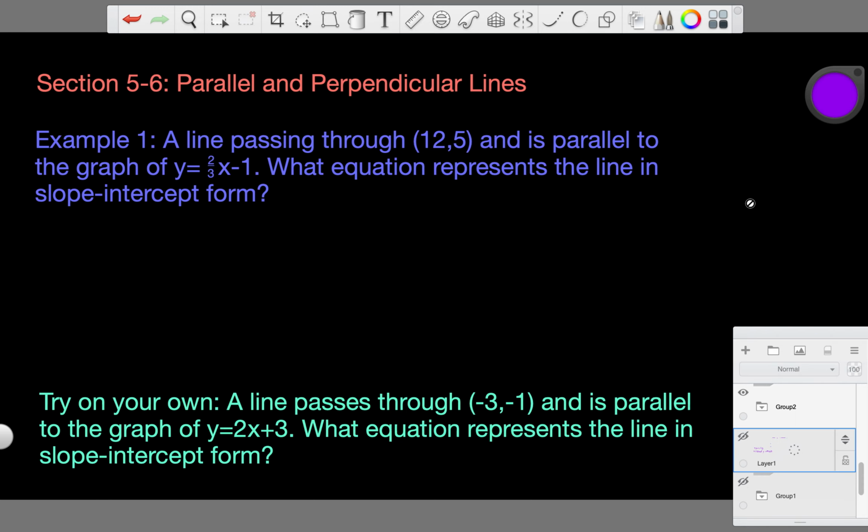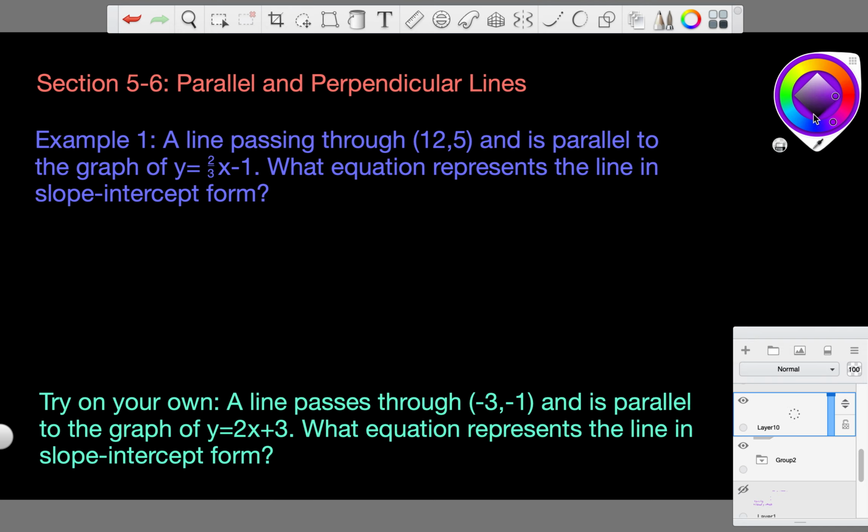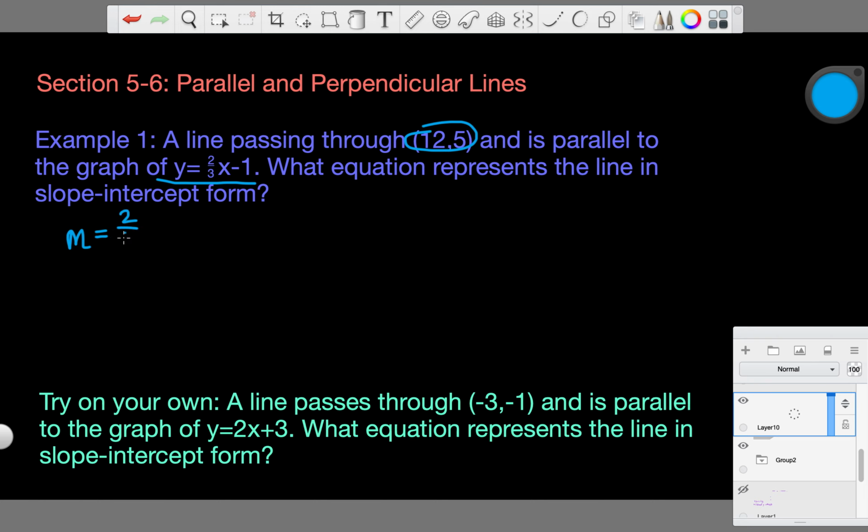So the first problem that we're going to do together says a line passes through the point (12, 5) and is parallel to the graph of y equals 2/3 x minus 1. What equation represents the line in slope-intercept form? So it told us that our line is parallel to this line right here, and it goes through this point (12, 5). First, let's look at the line that our new line is parallel to. We know that parallel lines have the same slope. So I'm going to pull out the slope from this equation, which is 2/3, which is going to be the slope of my new line.